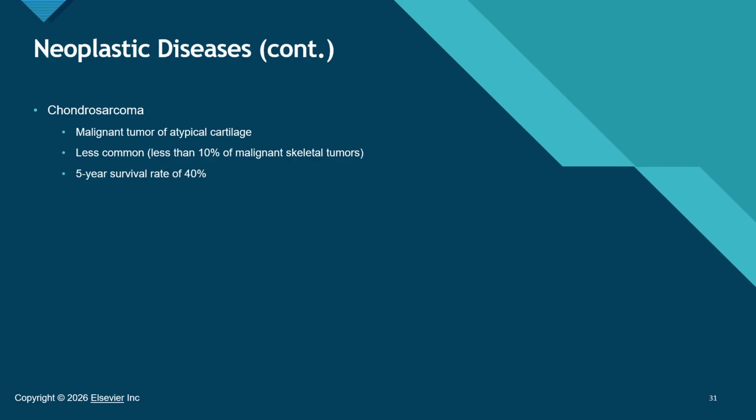Neither radiation therapy nor chemotherapy is particularly effective as a treatment. Most commonly, what happens is a major surgery, like an amputation or a chest resection, to get rid of the affected area. When this is done, it tends to have a five-year survival rate of approximately 40%.